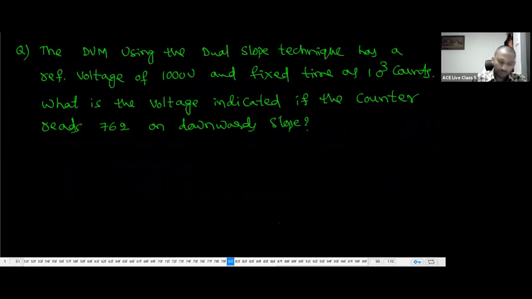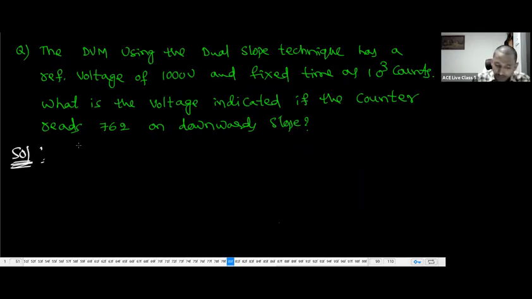The DVM using the dual slope technique has a reference voltage of 1000, a fixed time of 10 power 3 counts. What is the voltage indicated if the counter reads 762 on the downward slope? Reference voltage is given as 1000. Fixed time of 10 power 3 counts means he is using 3 digits. And how many counts are produced under the downward slope? X is 762.